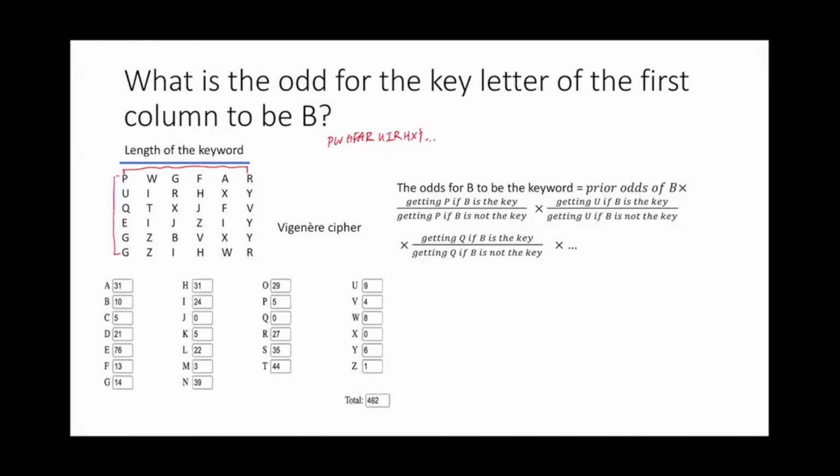We're also given a frequency counter. This is taken from a normal English text, and we also assume that this ciphertext here is written in English. So we want to know the odds for the key of the first column to be B, which means that the whole alphabet is shifted afterwards by one. So P in the plain text would be O. This is a factor principle that we have.